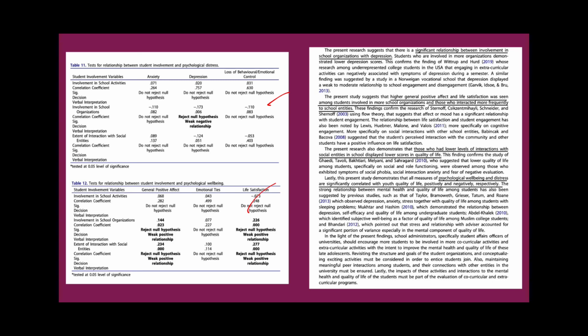So the research suggests that there's a relationship between involvement in organizations and depression, wherein involvement decreases depression, and higher general positive affect and life satisfaction were found among those who were involved in school organizations and who were frequently relating with school entities. And then those who had lower levels of interactions with social entities displayed lower scores in quality of life. So those who had lower levels of interactions, they don't have high quality of life, and mental health is related with youth quality of life. So we can put that now into the matrix.